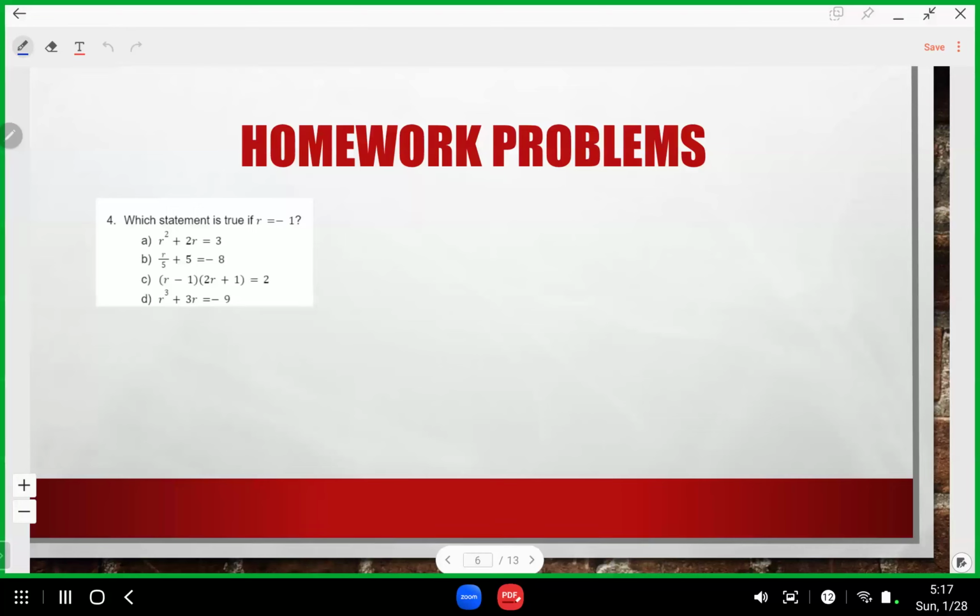All right, so let's go over this problem. I'm just gonna go over this real quick. So A, as we can see, we can just plug it in. We get negative 1 squared plus 2 to the negative 1. All right, 2 times negative 1. We get 1 minus 2, which is equal to negative 1, which does not equal 3, so that is not true.